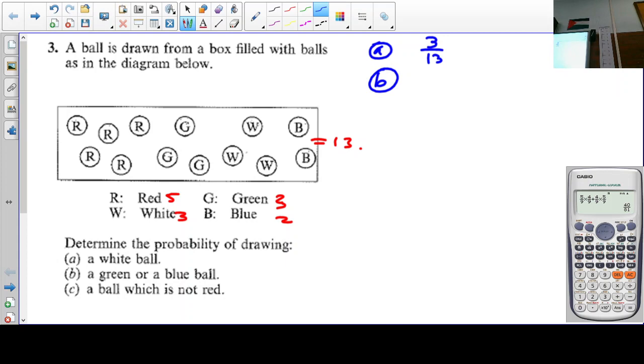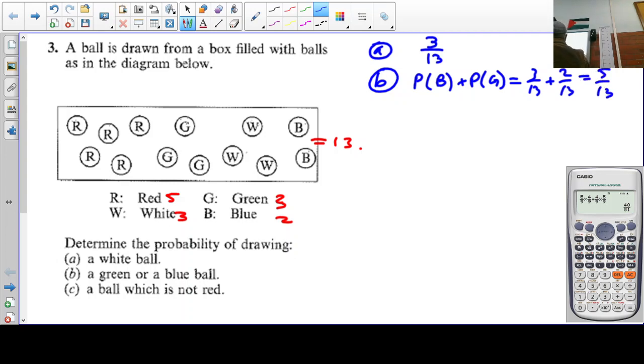A green or blue ball. So it's green, it's 3. Blue, 2. So that will give you the probability of blue plus the probability of green. Which is going to be 3 over 13 plus 2 over 13, which is 5 over 13. You could have gone from this straight into that answer. No problem with that.